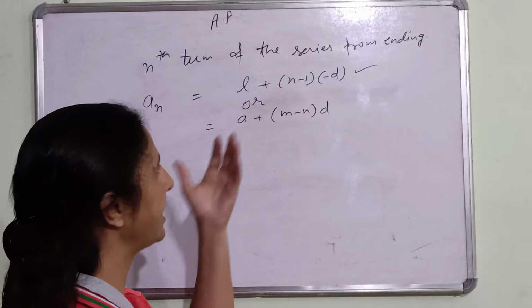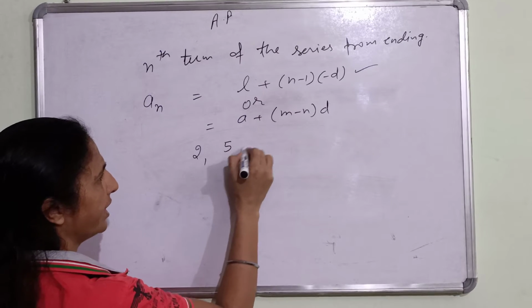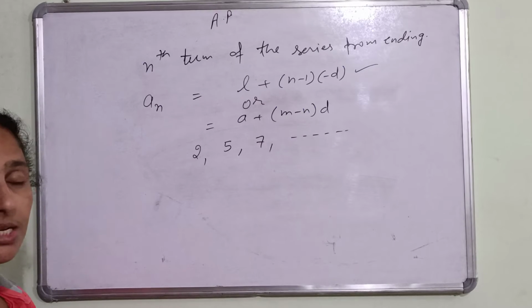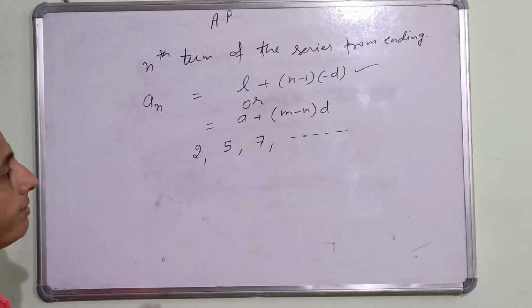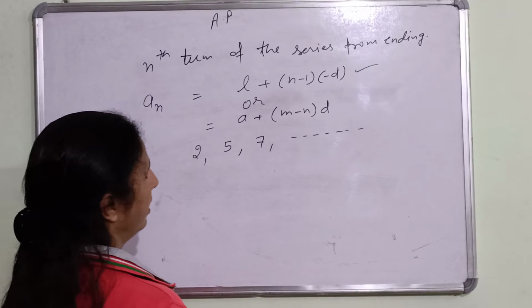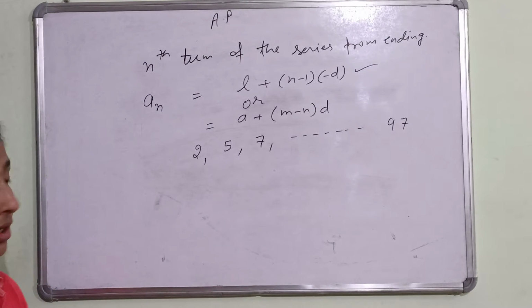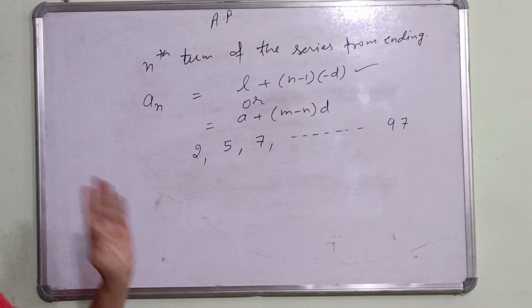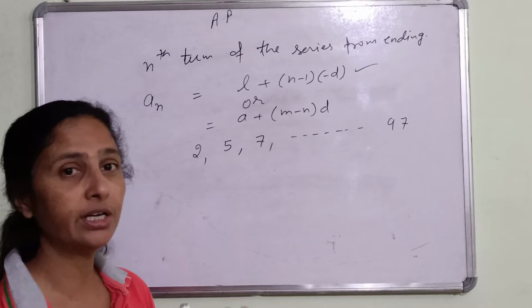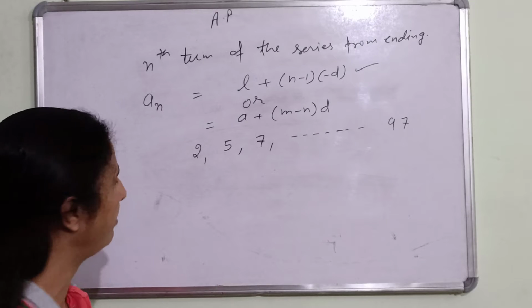Let me use both formulas. Suppose I have a series like the previous one, 2, 7, and so on, up to the last term, 97. We have to find the 10th term from the end of the series. For that, first we have to know how many numbers are in this series, and for that we use the general term.